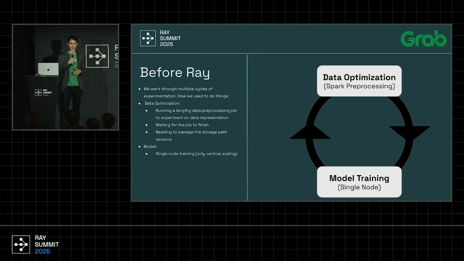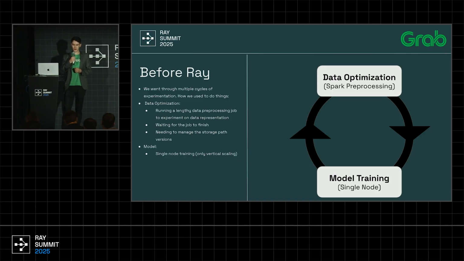Before Ray, we needed to go through multiple cycles of iterations. Usually you need to create a Spark job, define your pre-processing logic, and decide how big the data is that you want to run your experiment over. If you choose a large scale, your pre-processing job may take forever. If you take a small scale and it works, you don't know how well it scales to a lot of data. At the same time, you always need to manage your storage paths, knowing which dataset did what and which experiments you did. So a lot of manual work.